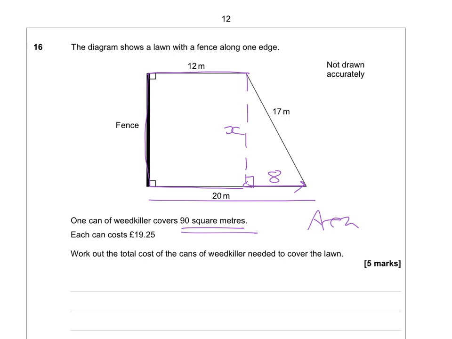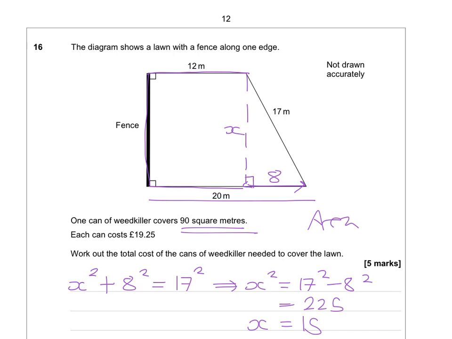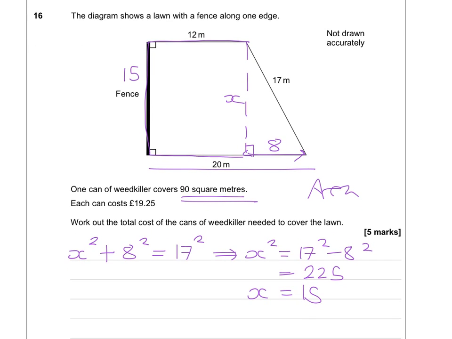So, to work out the length of the fence, we apply Pythagoras Theorem. x squared plus 8 squared equals 17 squared, which means that x squared is equal to 17 squared minus 8 squared, which is 225, which means x is equal to 15. Mark that on the diagram so you can see it clearly. We now need to work out the area of the trapezium, which we know is half the sum of the parallel sides.